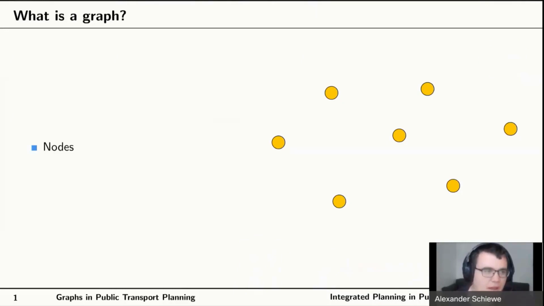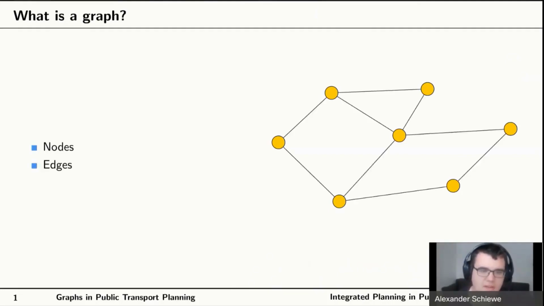First of all, I want to show you what a graph is. Like I said, most mathematicians and computer scientists have already seen graphs in their studies, but this may not be the case for traffic engineers. So what are graphs? In its basic form, a graph contains two objects. First of all, there are nodes, depicted as yellow circles here, and there are edges in between. An edge is just a connection from one node to another.